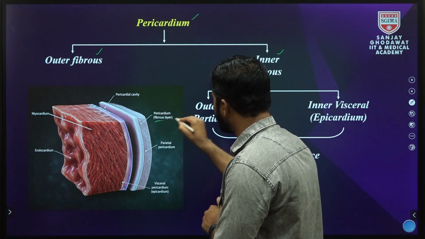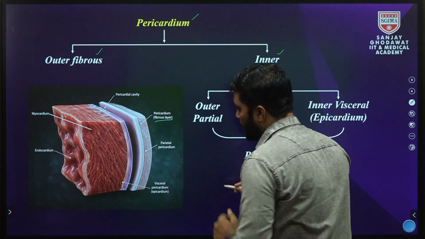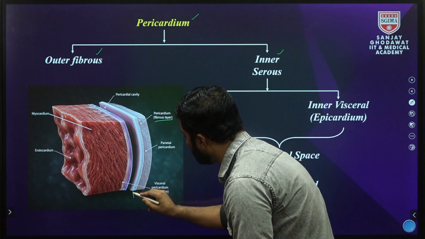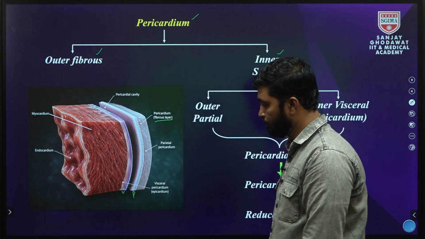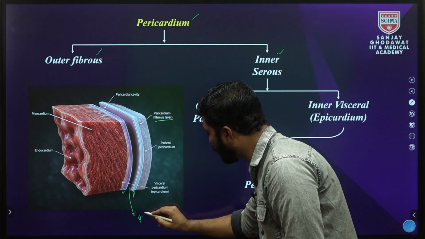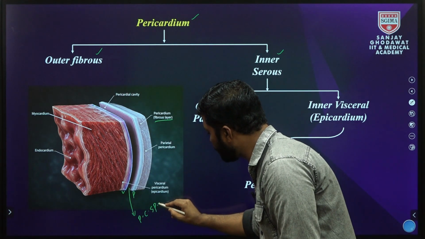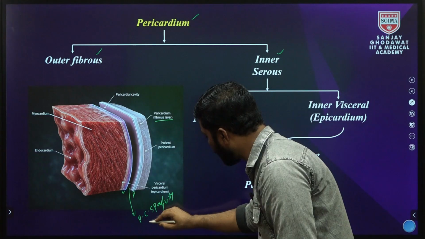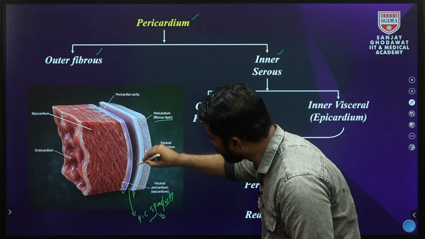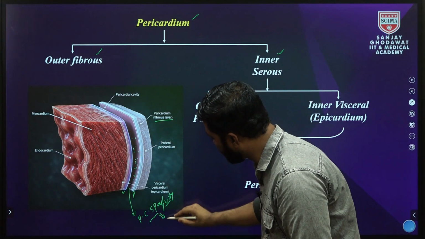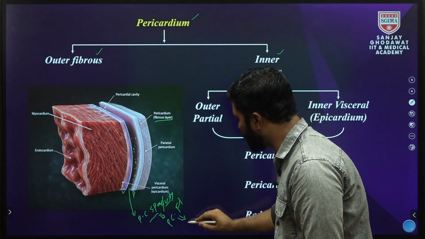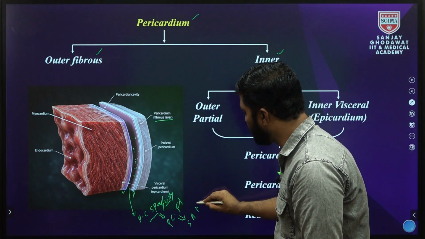This is the outer fibrous and the inner serous, which includes two layers. This is the outer parietal and this is the inner visceral. The space between these two layers is called the pericardial space or cavity. The pericardial space is filled with pericardial fluid. Pericardial fluid acts as a shock-absorbing medium.